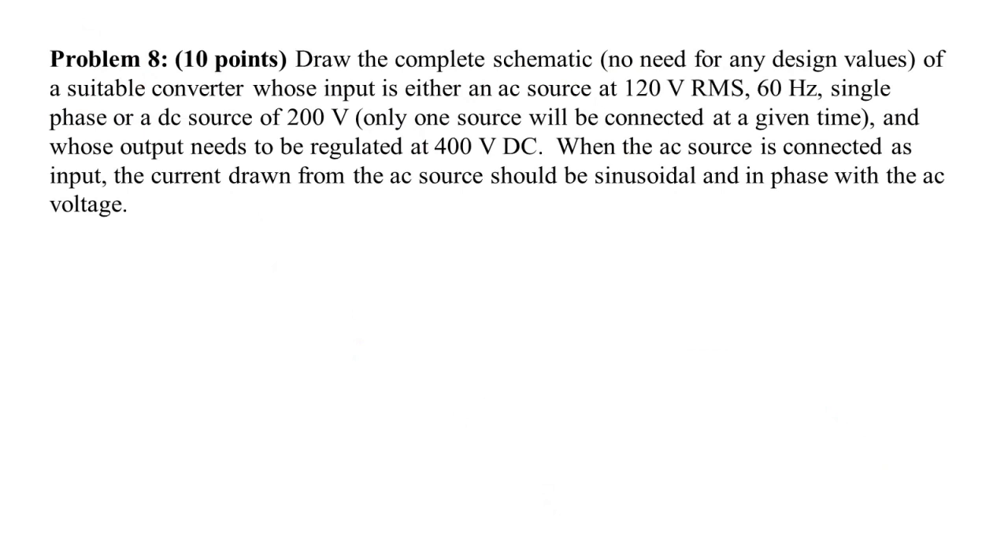So what is given is, you have a choice. It can be either an AC source at 120 volts RMS single phase or a DC source at 200 volts DC value, but only one source will be connected at a given time, meaning you can use a switch to connect one or the other, but the output needs to be regulated for either of the two inputs. The output should be the same, a 400 volts regulated DC voltage. And also, if the input is the AC source, this 120 volts RMS, then the current drawn from that AC source should be sinusoidal and at unity power factor, in phase with the voltage.